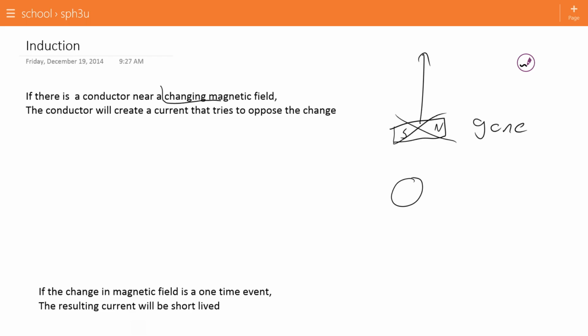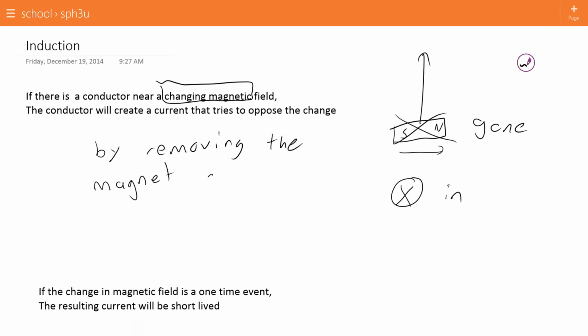That creates a changing magnetic field, and when we have a changing magnetic field, the conductor will create a current that tries to oppose the change, or tries to maintain the magnetic field that was there. So in this case, a magnetic field going like that was there, and so if we put our fingers in the direction of that magnetic field, our thumb has to be below, so your thumb will be pointing into the page, and the current will go in. So by removing the magnet, a current is created.